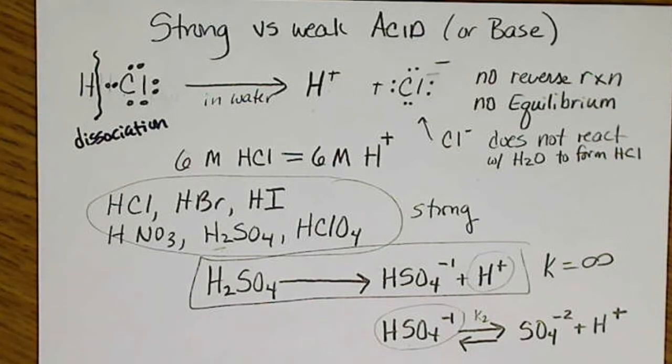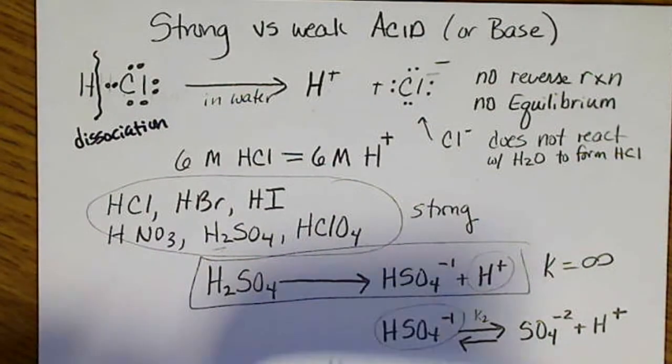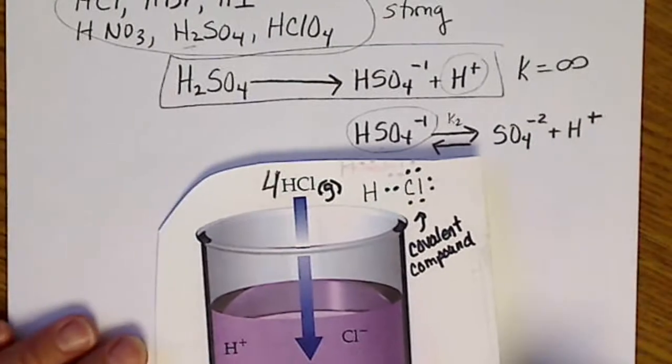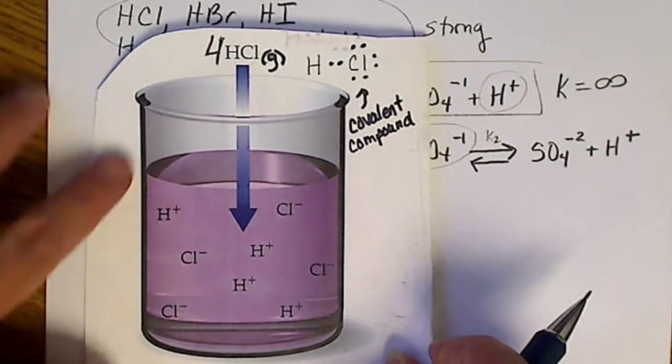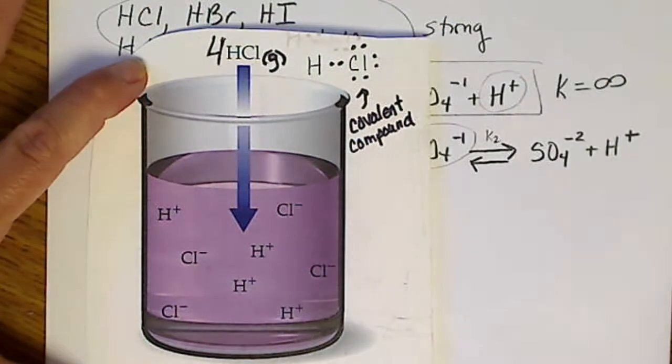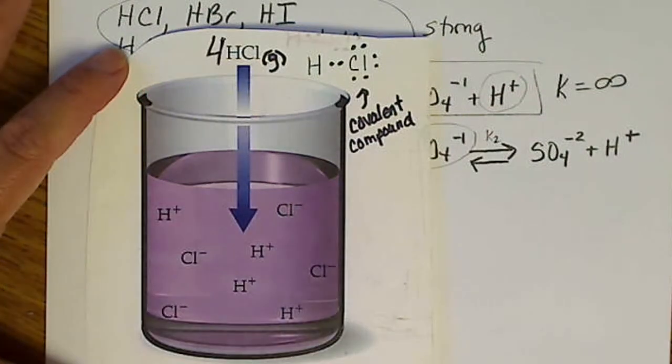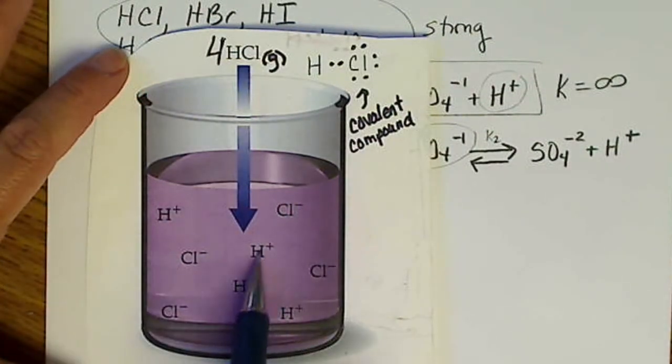And I've got a picture of this right here showing hydrochloric acid, and I just put a number here. So strong acid, according to a nice picture, 4 HCl molecules, when we put those in water, are going to break apart into 4 H pluses.